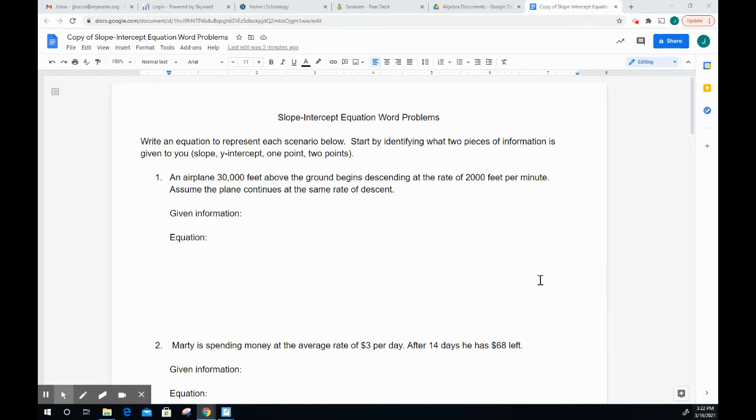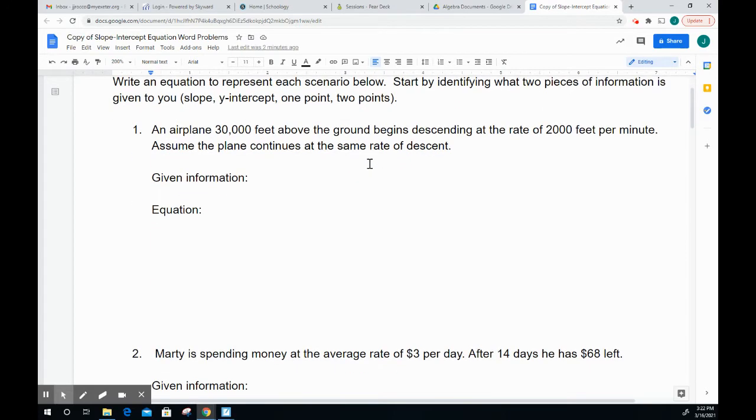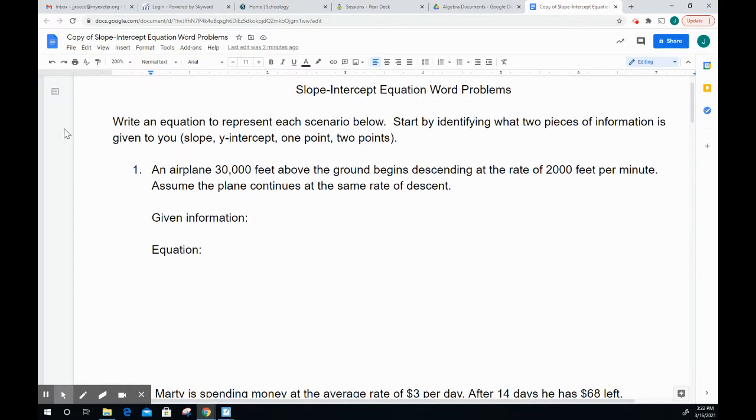And so they're called slope-intercept equation word problems. We're going to write an equation in slope-intercept form, y equals mx plus b, for each of these examples. All right. And it says, write an equation to represent each scenario below. Start by identifying what two pieces of information are given to you, including a slope. Is it your y-intercept, a point, maybe 2 points? And just like our other examples, depending on what we're given, that's how we're going to find the equation.